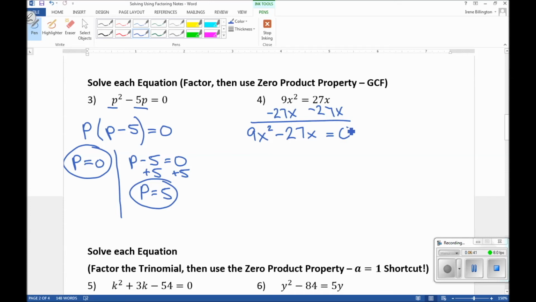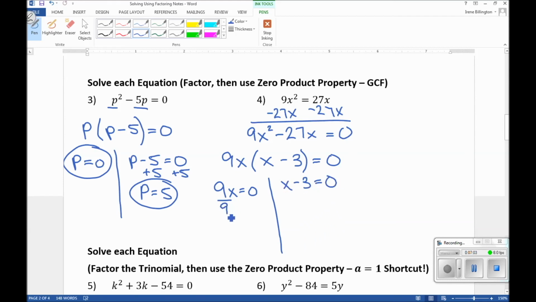Now let's factor by finding the GCF. So the greatest common factor of these two terms is 9x. When I divide by 9x, I'm left with x minus 3 for my second factor, equals 0. So my two factors are 9x, which equals 0, and x minus 3, which equals 0.